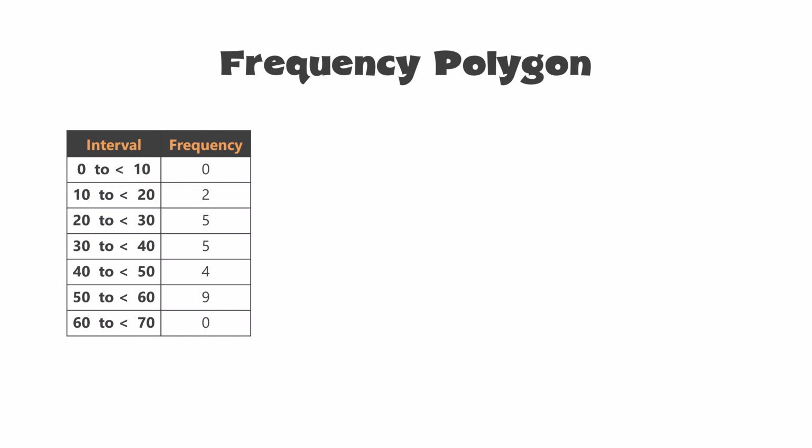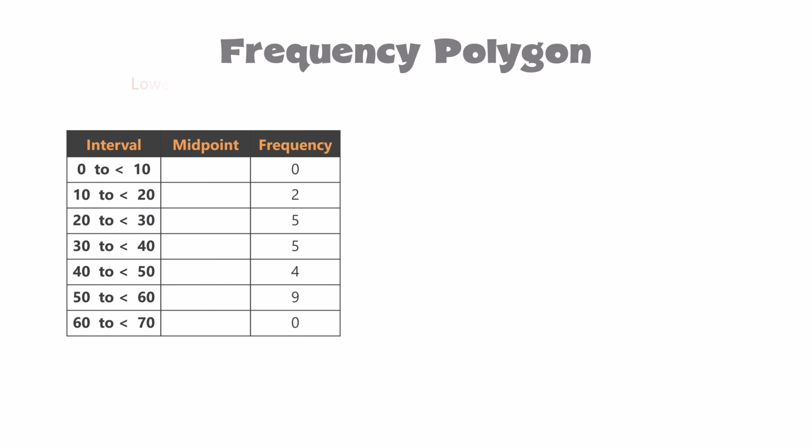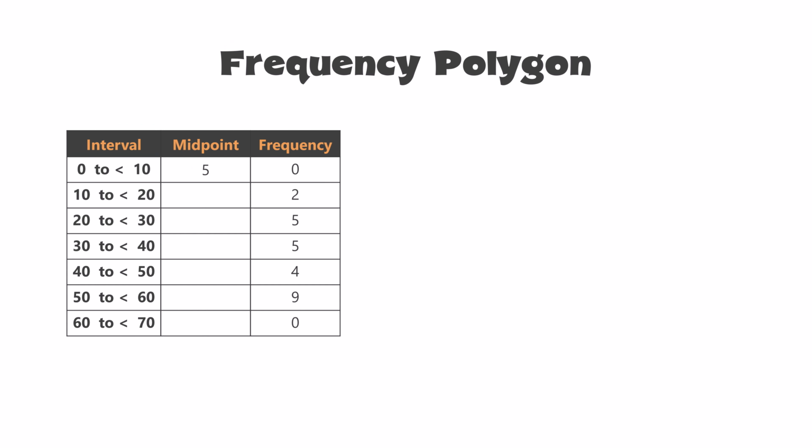We then calculate the midpoints using the formula (lower limit + upper limit) divided by 2. For the starting interval 0 to under 10, the midpoint is (0 + 10) divided by 2, which gives 5. We can repeat this for each class or simply add the width 10 to get successive midpoints.